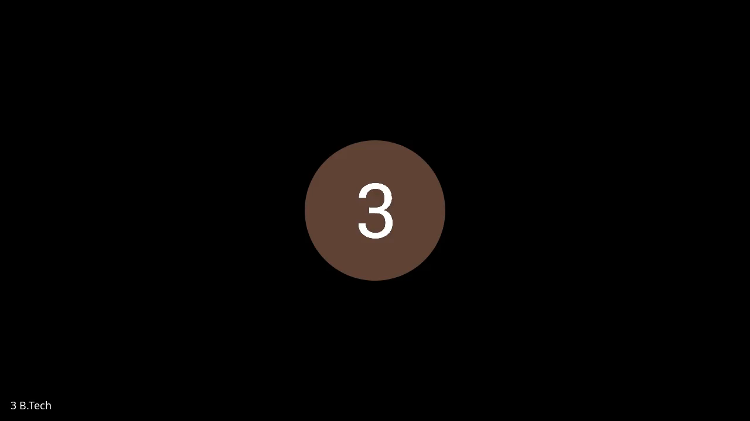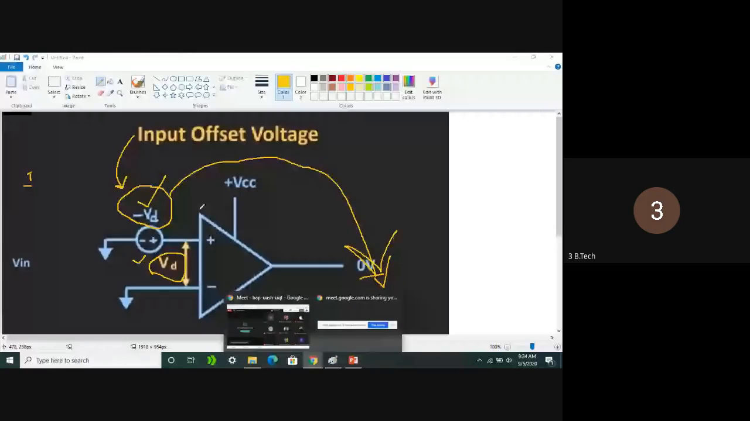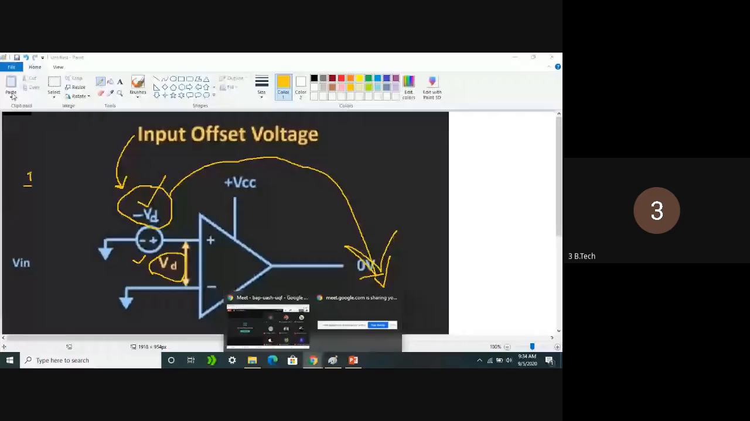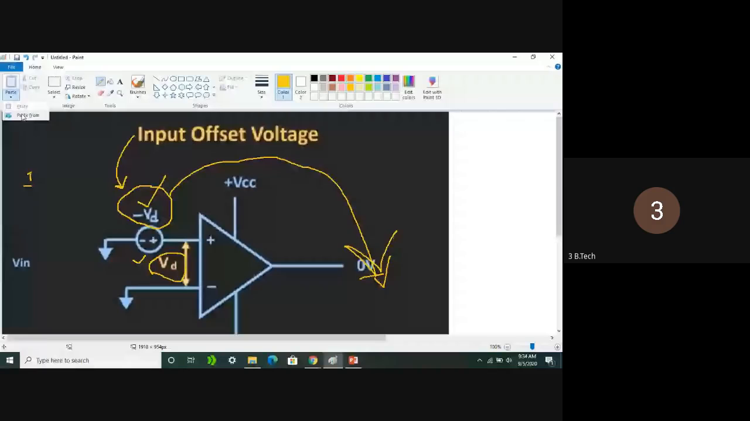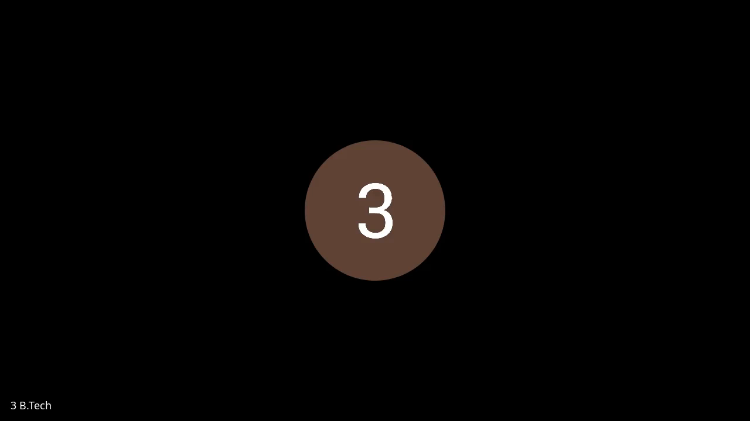So shall we discuss one problem on the operational amplifier? This is how problems can come from JNTU or other competitive exams. We can see the first example. Everyone use pen and paper and note down this diagram. This is a GATE 97 question, which was 23 years ago.